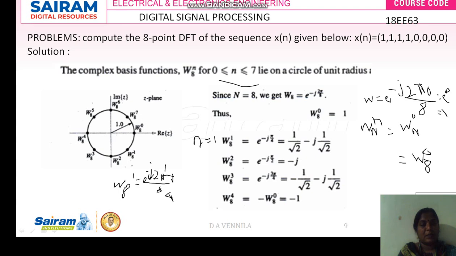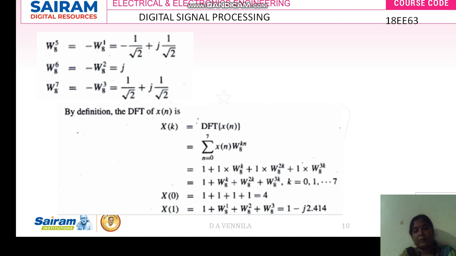Now the opposite symmetry value is omega 8 5. Omega 8 5 is opposite to that of omega 8 1. That is minus omega 8 1. So minus 1 by root 2 plus j 1 by root 2. Omega 8 6 is nothing but the symmetry of minus omega 8 2, which is minus j. Now this omega 8 2 is j. Now omega 8 7 is nothing but minus omega 8 3, which is 1 by root 2 plus j into 1 by root 2. Now we got all the twiddle factor values.